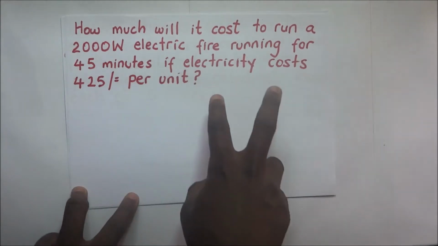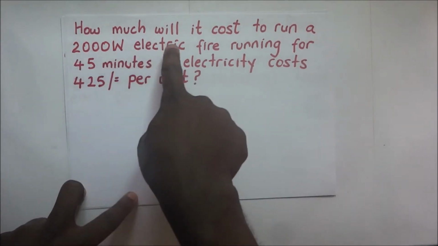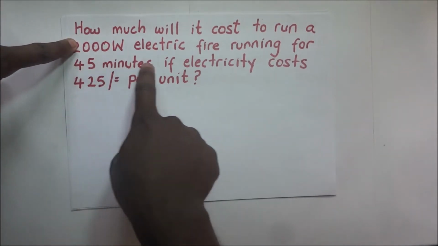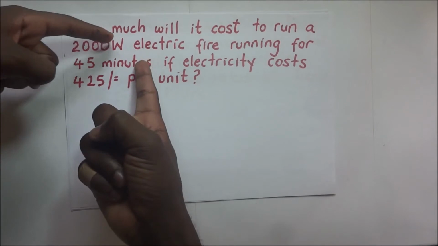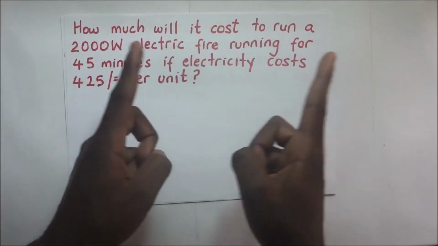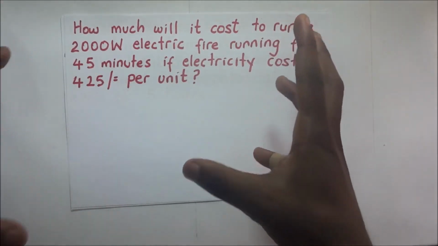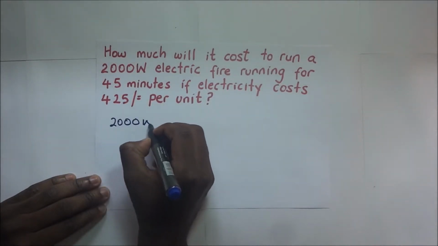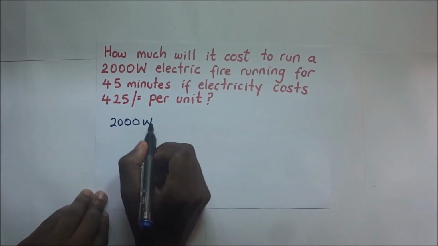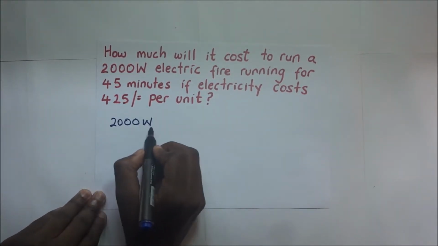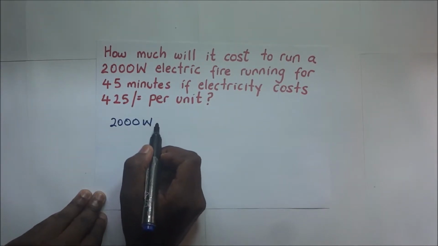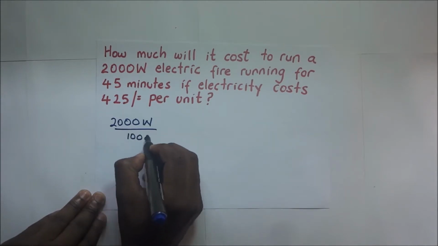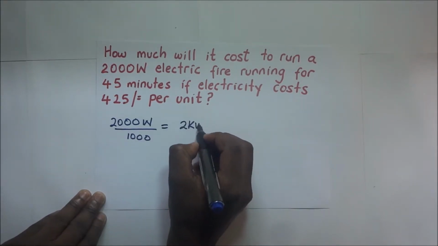So this one is running a 2,000 watt electric fire, and it's running for 45 minutes. We're supposed to first convert this into kilowatt hours. When we convert it to kilowatt hours, then we are able to determine the cost. It is running 2,000 watts. To convert those to kilowatts, it's going to be 2,000 divided by 1,000, which makes 2 kilowatts.